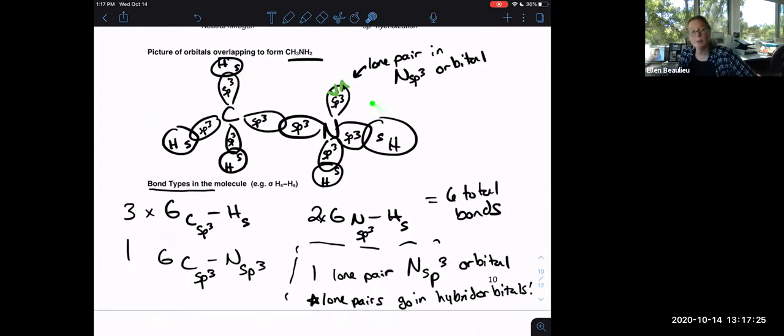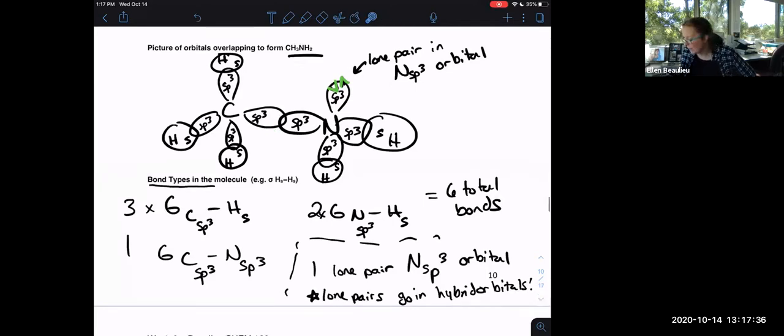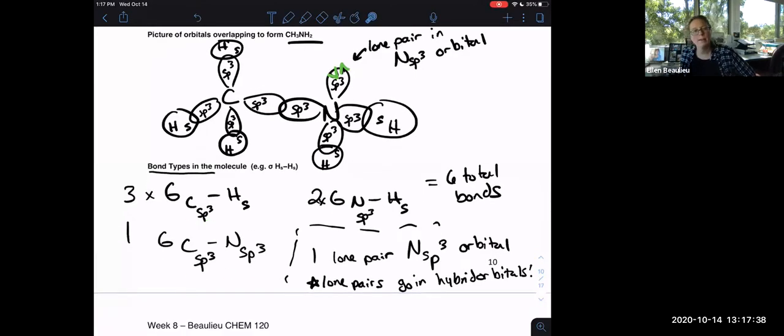I want you to be able to draw the types of interactions that overlap to form the bonds in the molecule. I want you to be able to label the types of orbitals that are overlapping. I want you to be able to list all of the bond types, including any hybrid or atomic orbitals that overlap. These two processes are complementary, meaning you probably can't build this unless you can make this list. If you make this list, it'll likely help you build this. Those two things build on each other.